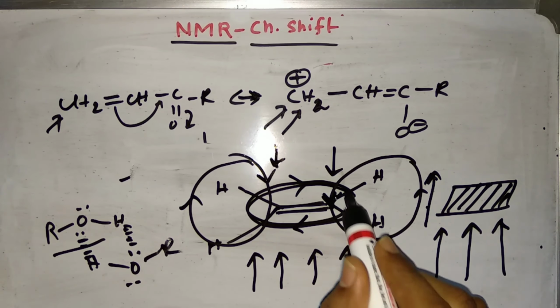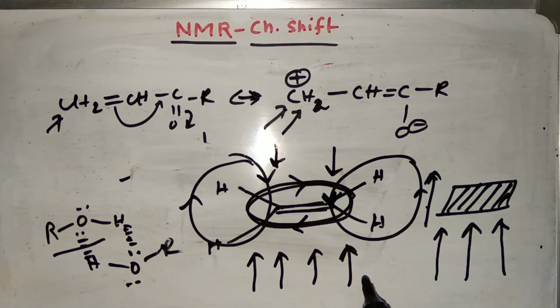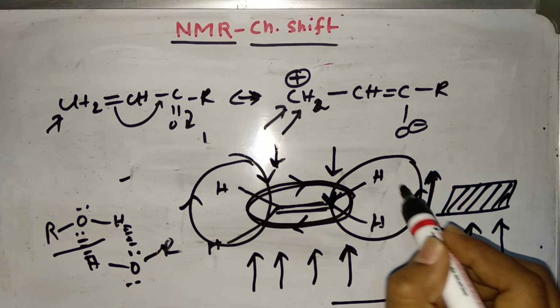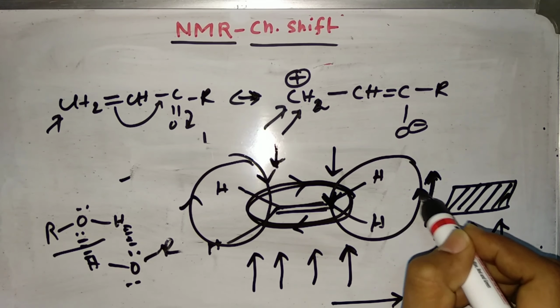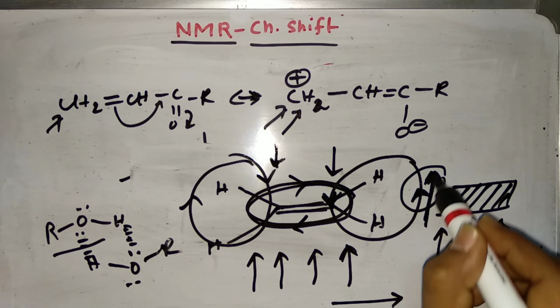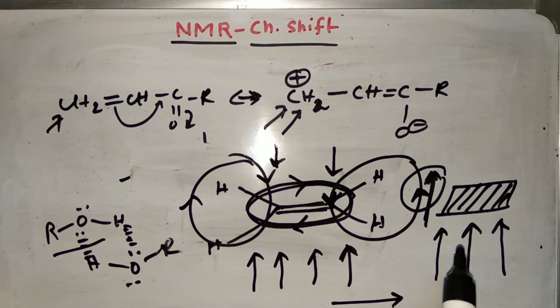So shielding means the electrons will oppose the externally applied magnetic field, and that is why the NMR peak will show at lower chemical shift value or higher externally applied magnetic field value. Okay, higher field strength value. And for here, if protons are present right here, then in this case that will align with the externally applied magnetic field, and that will give the NMR peak at lower chemical shift value or higher field strength value.